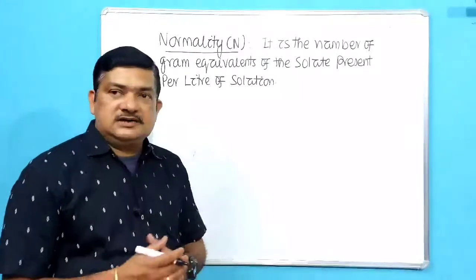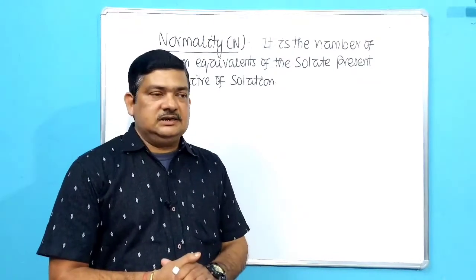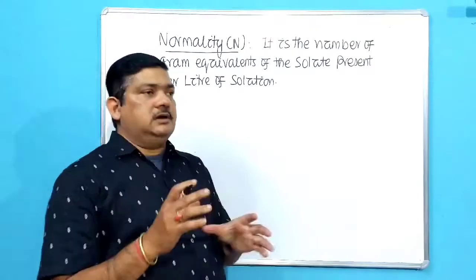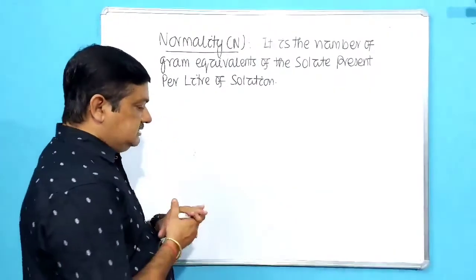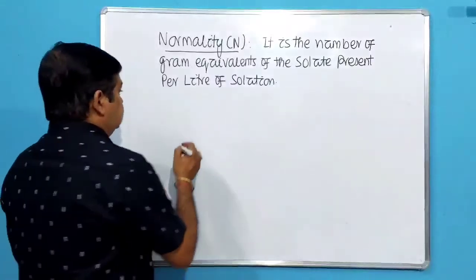The remaining are same. Then what is gram equivalent? I have already told you how to calculate the equivalent mass. So when equivalent mass is expressed in grams, it is called gram equivalent mass. So here you have to calculate the number of gram equivalents of the solute present per liter of the solution.